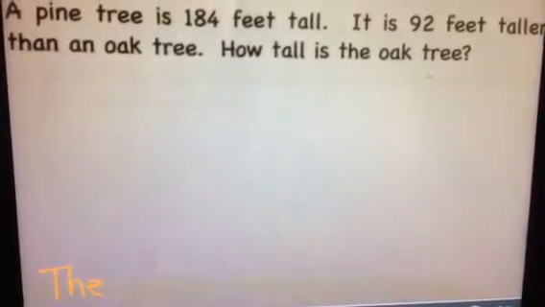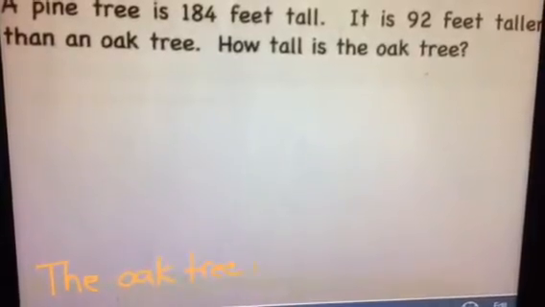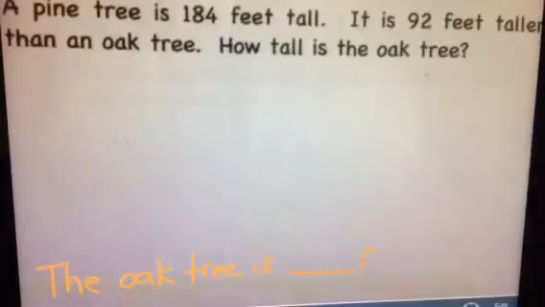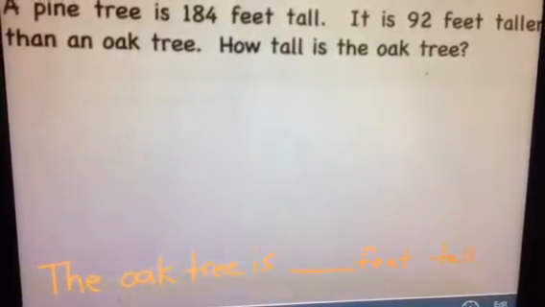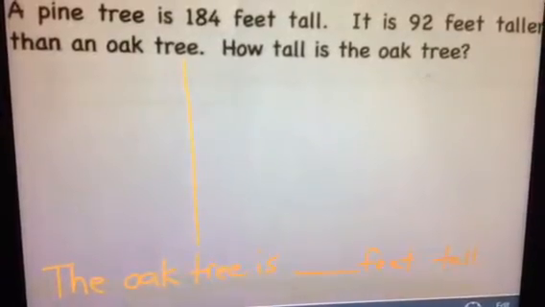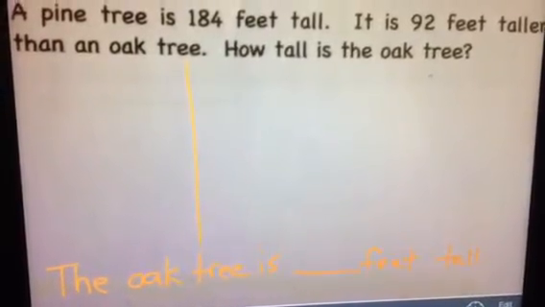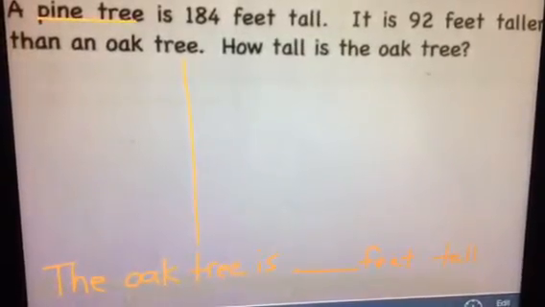So you would say the oak tree is blank feet tall. Step number 3, draw the starting line. Step number 4, say it with me, who or what is the problem about? And we know that it's about the pine tree and an oak tree.